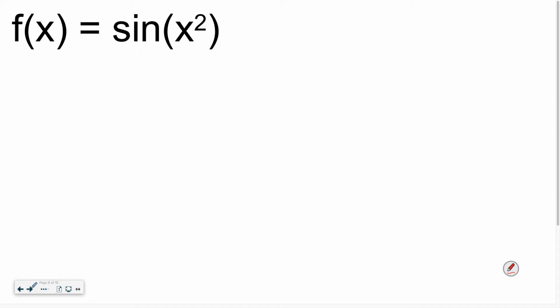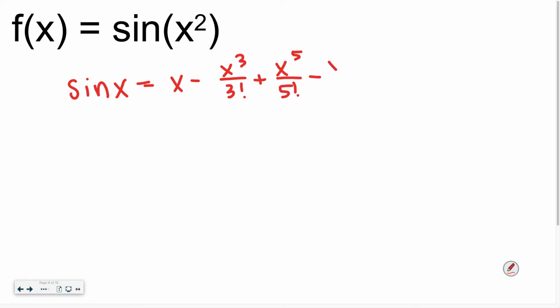Okay. So this is what we get to do. We know that the sine of x, I'm just going to rewrite this here for you, is x minus x cubed over 3 factorial plus x to the 5th over 5 factorial minus x to the 7th over 7 factorial.